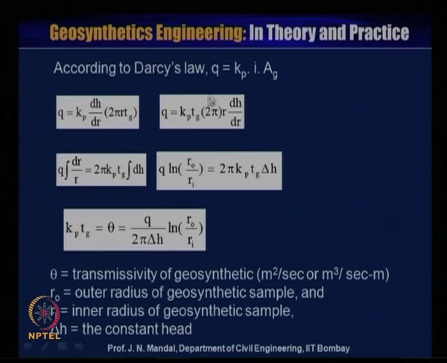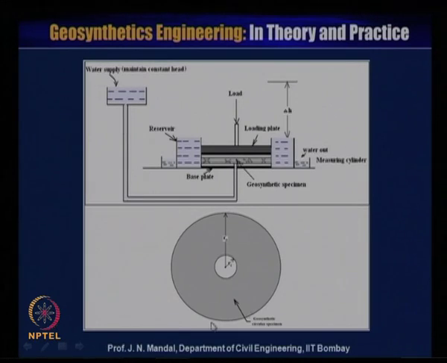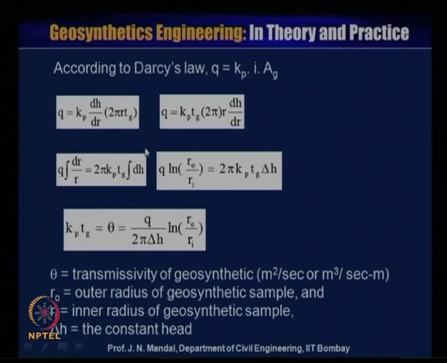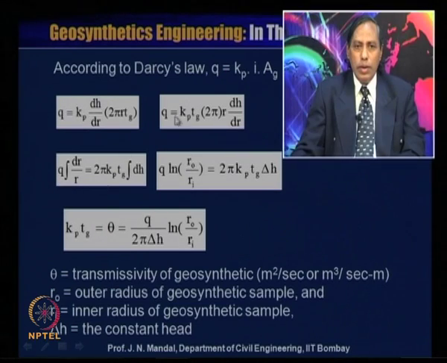So, according to Darcy's law, Q is equal to Kp into i into Ag. So, Q is equal to Kp into dH by dr into 2 pi r Tg. So, Q is equal to Kp into Tg into 2 pi r dH by dr. So, Q dr by r is equal to 2 pi Kp Tg into dH.